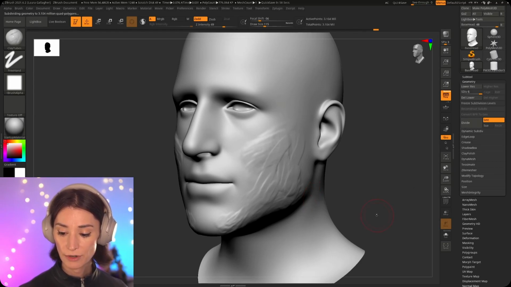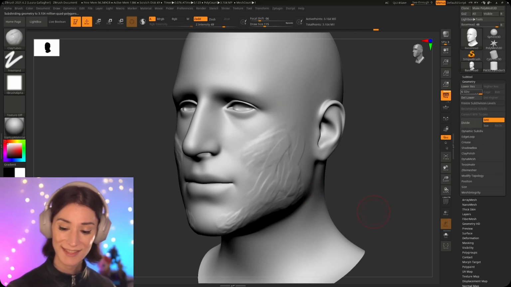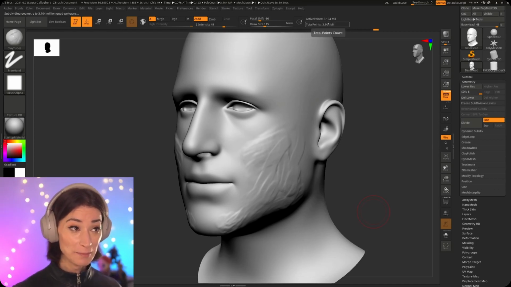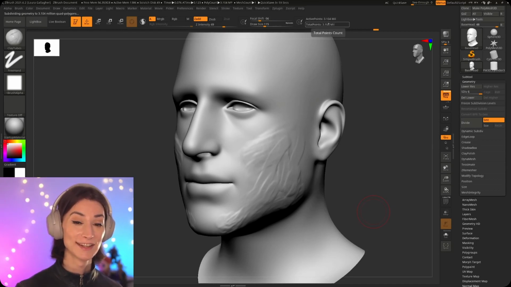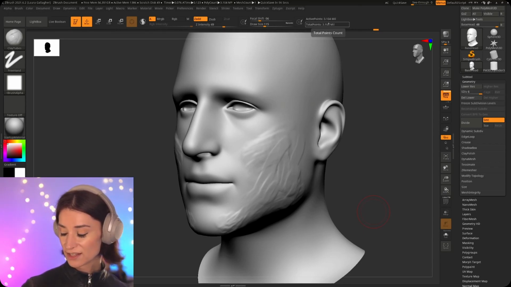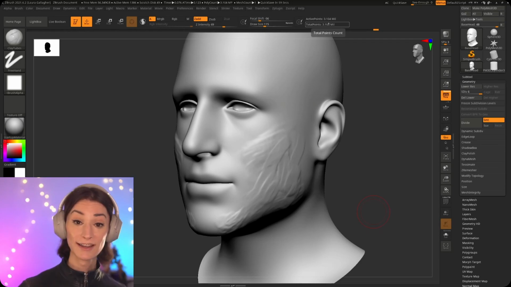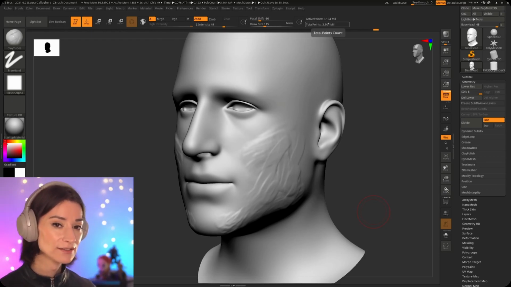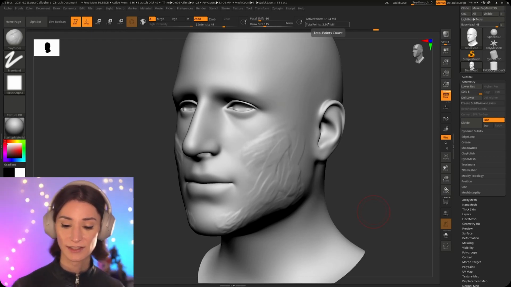Let's crank it up once more. So right now we're at 6 subdivision levels. So we're getting at 3 million polygons right now. If you throw this in Maya or in 3ds Max, things will start to slow down quite a lot right now.